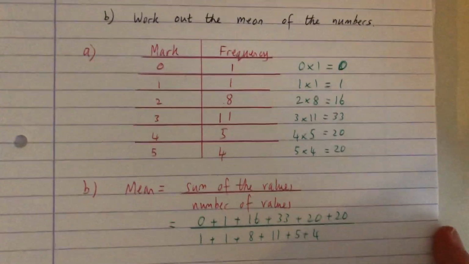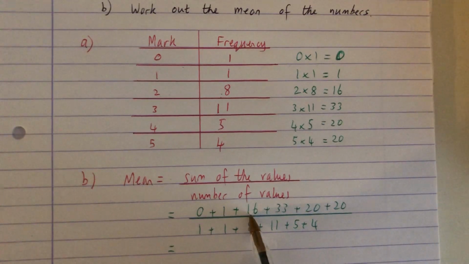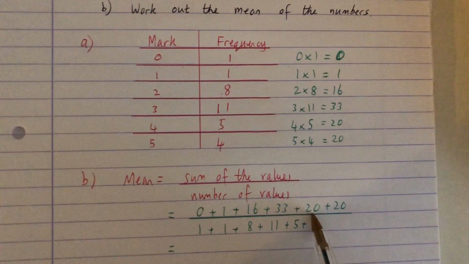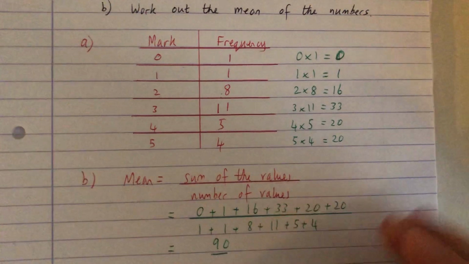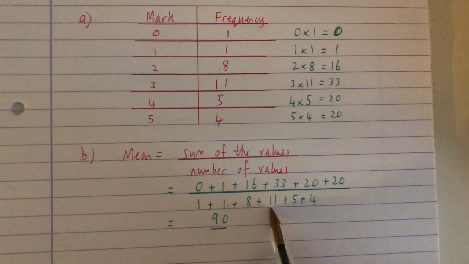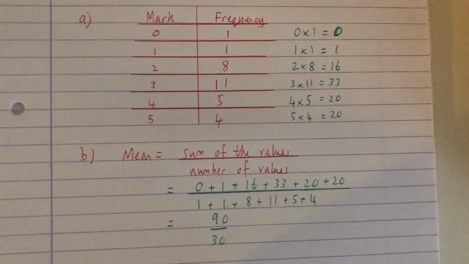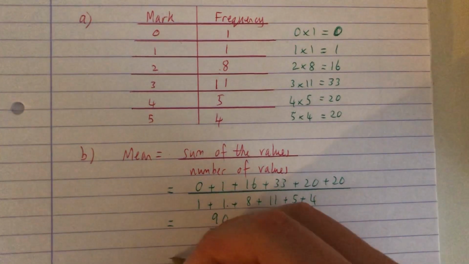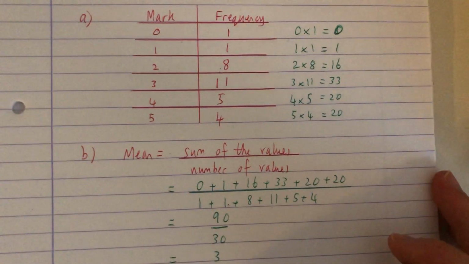That would be the correct fraction. Now we've got some addition to do. Again, you can do this column addition or you can do it in your head. 1 plus 16, 17, plus 33 is 50, plus 20 is 70, plus another 20 is 90, over 1 plus 1 is 2, plus 8 is 10, plus 11 is 21, plus 5, 26, plus 4 is 30. What is 90 divided by 30? 3 marks. The average number of marks my students got on this test was 3 marks.